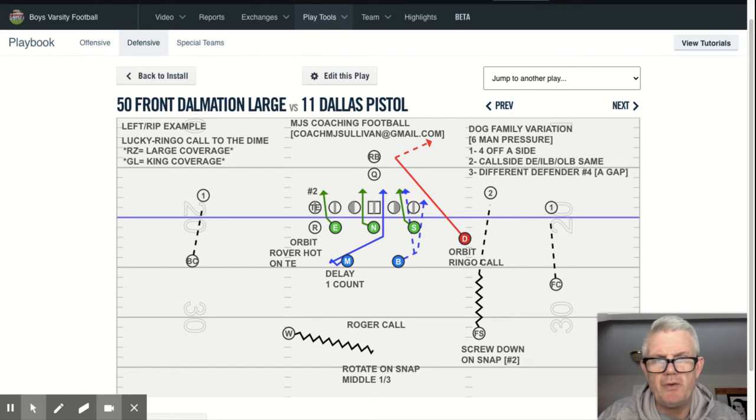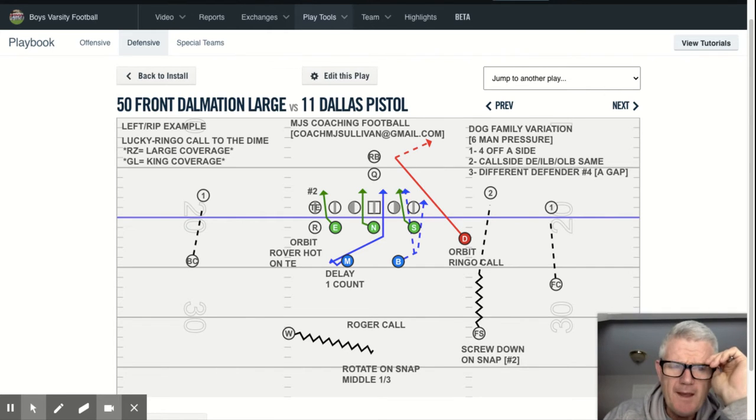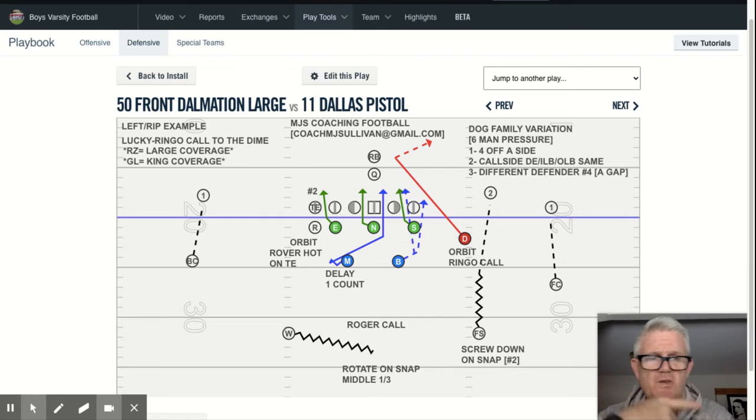My background is my 38th year coaching football. I've either been a defensive, offensive, or special teams coordinator, as well as a head coach at both the collegiate and high school levels. In this presentation, I want to talk to you about one of our red zone goal line six-man pressures that we actually utilize in both the red zone and the goal line with a different coverage.